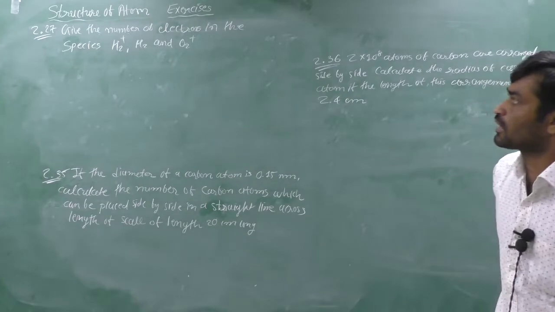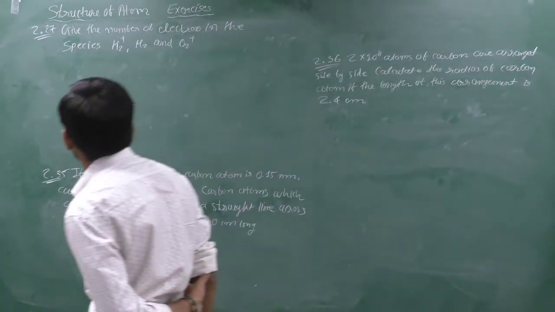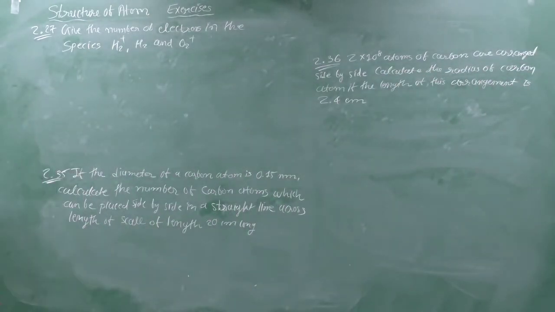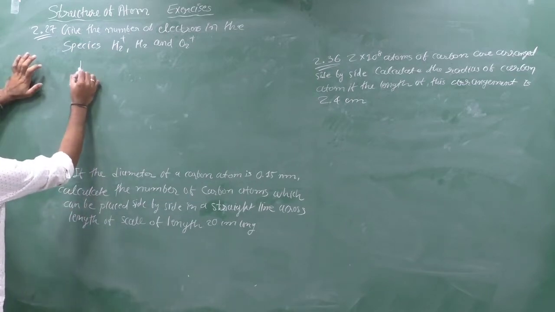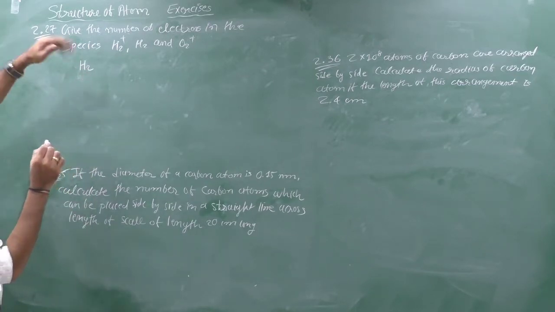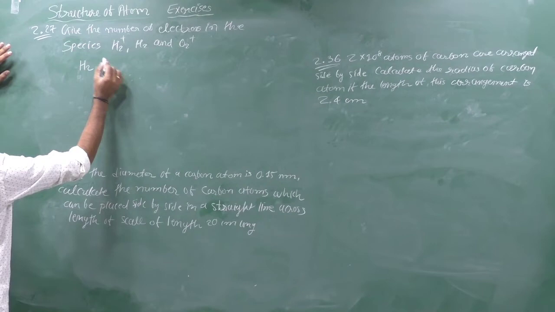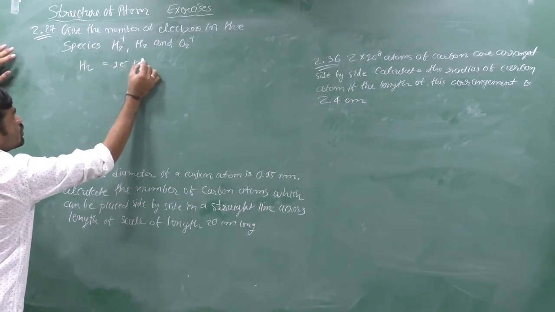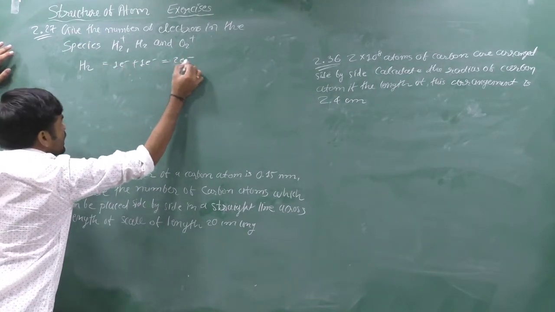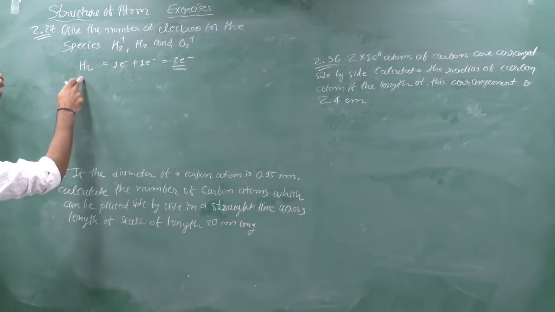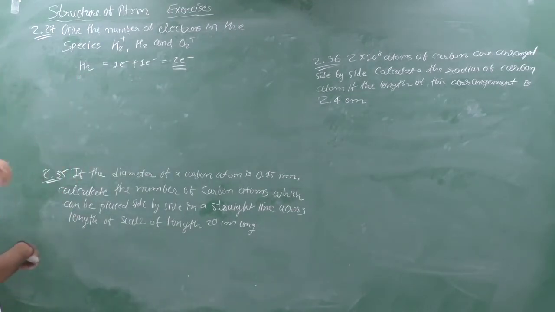Give the number of electrons in the species H2 plus, H2 and O2 plus. First, H2. Suppose I calculate the electrons in H2, how many are there? 1 hydrogen atom has 1 electron, so 2 hydrogen atoms have 2. It can have 2 electrons, because 1 hydrogen has 1 electron, so 2 have 2.